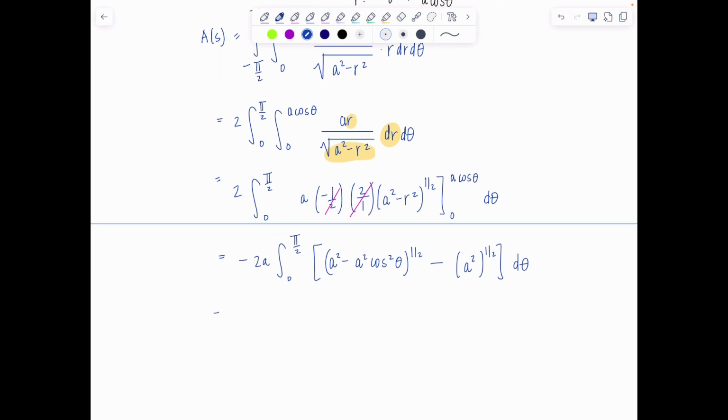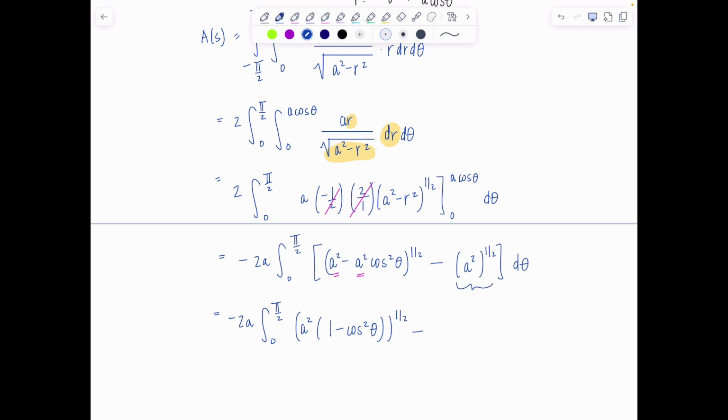Okay, so that cancels, but we do have a negative. Let me just take it outside. Negative 2a, 0 to pi over 2, a squared minus a squared cosine squared theta to the 1/2, minus a squared minus 0 to the 1/2, d theta, right? Did I lose you? Okay. Then from here, what would you do? Not yet, not yet. Clean up. Please clean up. So you can take an a squared out, and then you have 1 minus cosine squared theta, and all of this is to the 1/2, right?